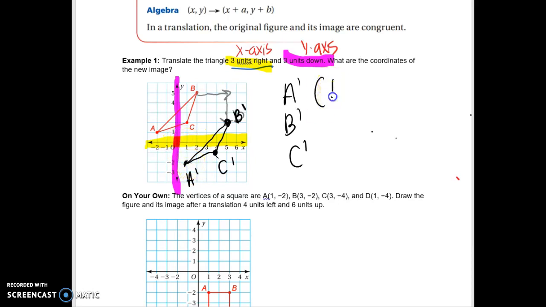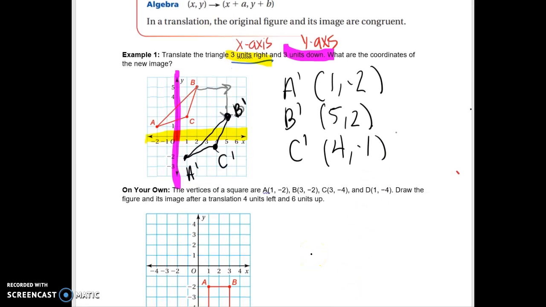A1 is (1, -2). B1 is (5, 2). And then C1 is (4, -1). So each point you moved 3 to the right, 3 down, and these are your new points.